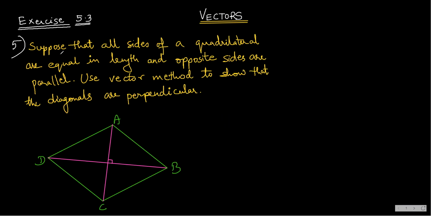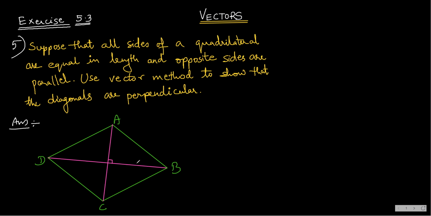Question number 5 is: suppose that all sides of a quadrilateral are equal in length and opposite sides are parallel. Use the vector method to show that the diagonals are perpendicular. So here I have drawn, so my answer starts from here.